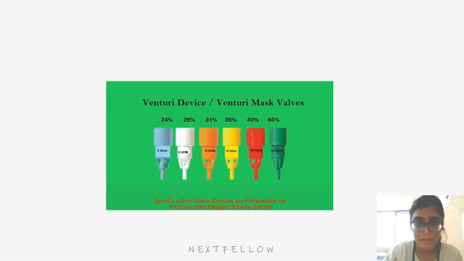So coming to the color coding system, once again. The blue color provides 24%, white color provides 28%, orange color provides 31%, yellow color provides 35% of FiO2. The red color provides 40% FiO2 and the green color provides the highest, which is 60% of FiO2. This is very important.